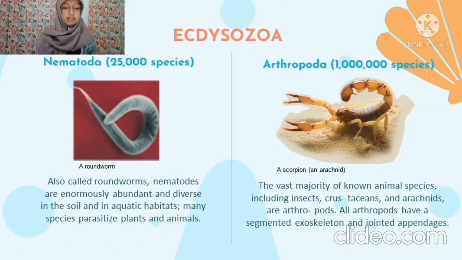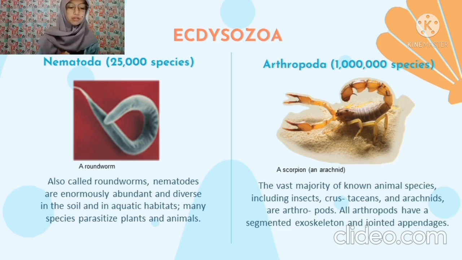Next, the third ecdysozoan is nematodes. There are 25,000 species of nematodes in the world. Nematodes, also called roundworms, are enormously abundant and diverse in the soil and in aquatic habitats. Many species parasitize plants and animals.